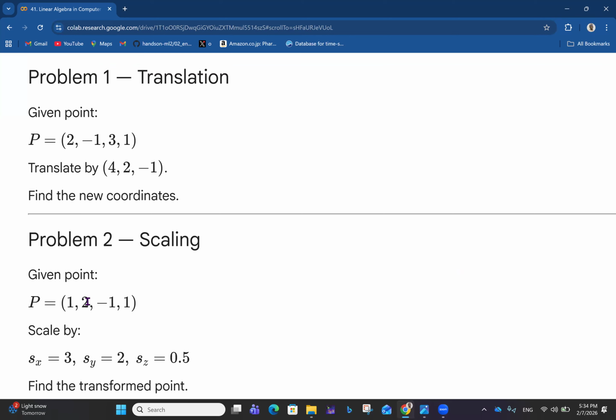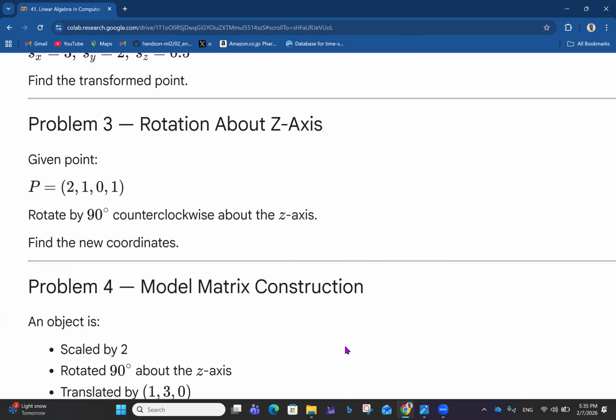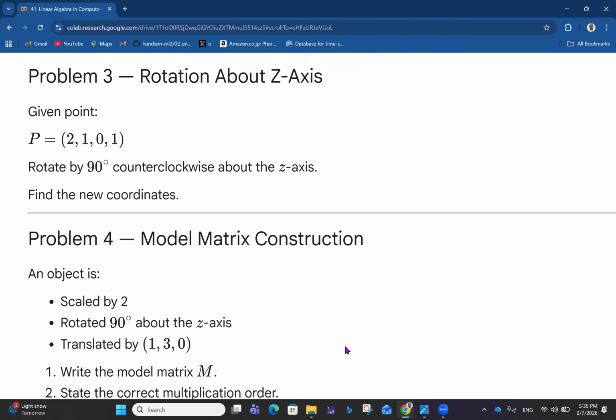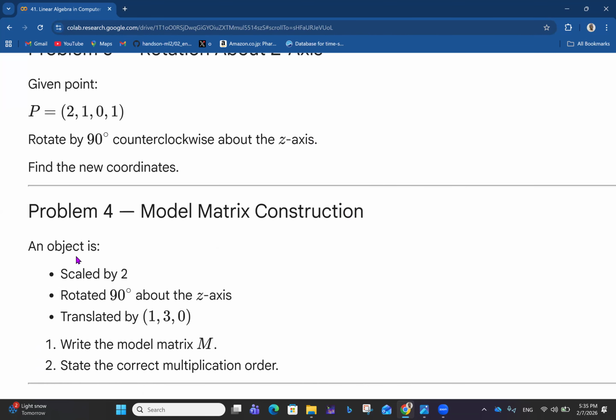So then for scaling now, P is 1, 2, -1, 1. You scale sx is 3, sy is 2, sz is 0.5. Find the transformed point. So again, you do that same thing like we saw there. So for 3 and 4, you have something similar. Rotation about z-axis. Rotate by 90 degrees counterclockwise about the z-axis. Find the new coordinates. The model matrix construction: scale by 2, rotate by 90 about the z-axis, translate by 1, 3, 0, write the model matrix M, state the correct multiplication order.